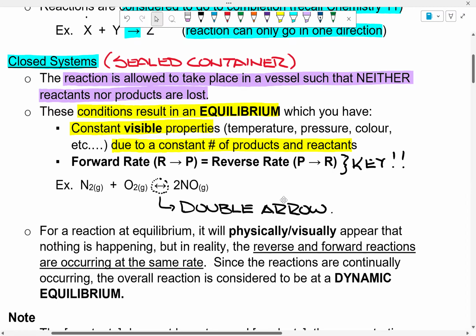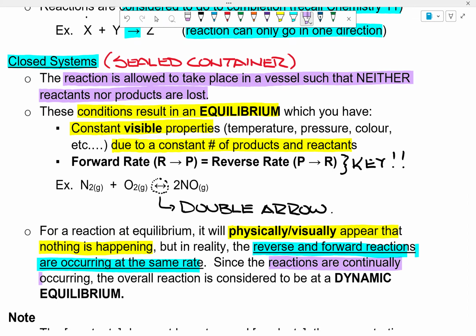Okay, so if we were to highlight this paragraph, a few things. It will physically, visually appear that nothing is happening. But in reality, the reverse and forward reactions are occurring at the same rate. And because the reactions are continually occurring at the same rate, this is said to be a dynamic equilibrium. It is constantly going.